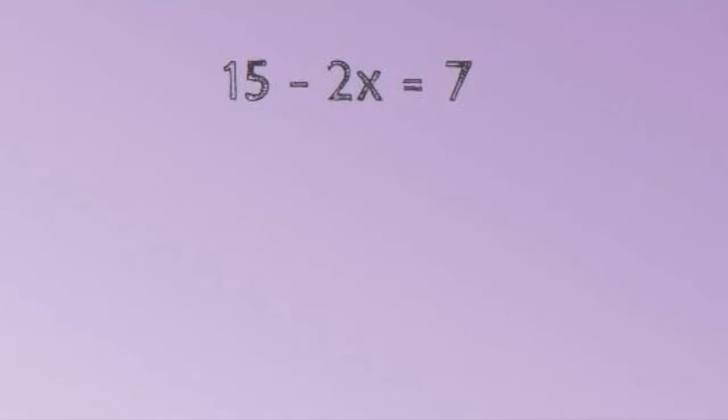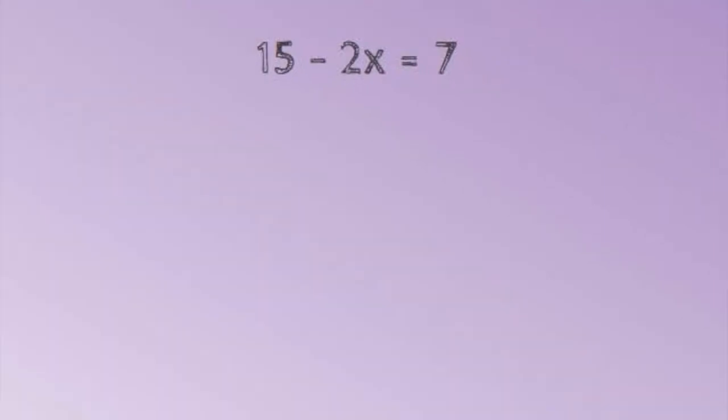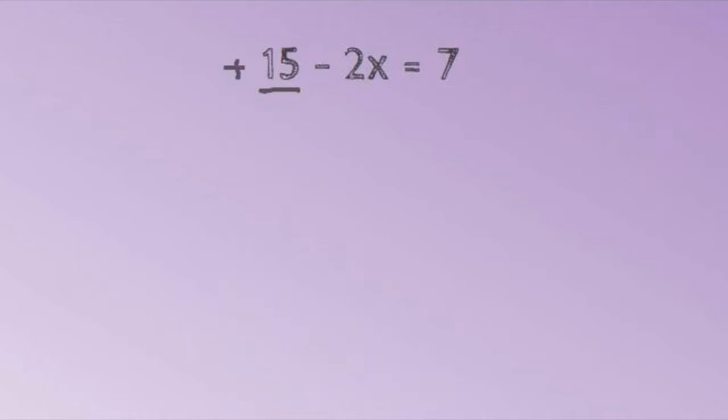In this question, it says 15 minus 2x equals 7. The first thing I'm going to do is get rid of this 15. Okay, we want to have the x on one side and all the numbers on the other. If I'm going to get rid of this 15 here, it's positive 15. We need to take away 15 from both sides.